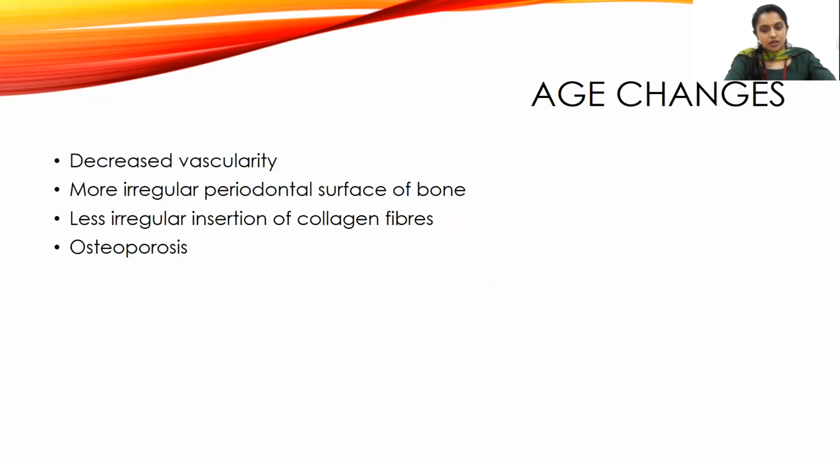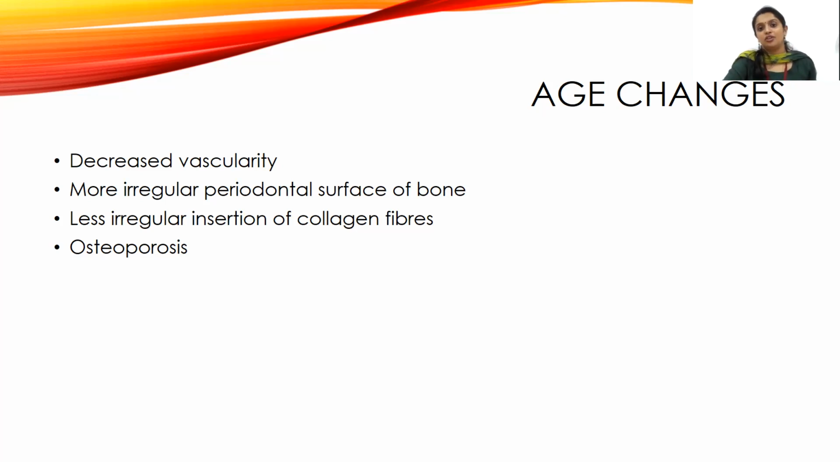Now, what are the age changes of alveolar bone? When you go into the clinical aspects or clinical practice, we find that there are both age changes as well as pathological changes, and we should have a good idea whether a particular disease or change is related to the age change or a pathological change. Normally, it is decreased vascularity, more irregular periodontal surface of bone, and less irregular insertion of collagen fibers, with osteoporosis happening when an individual transforms from a younger to an older age.